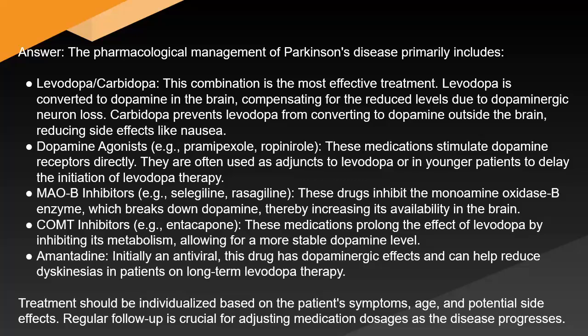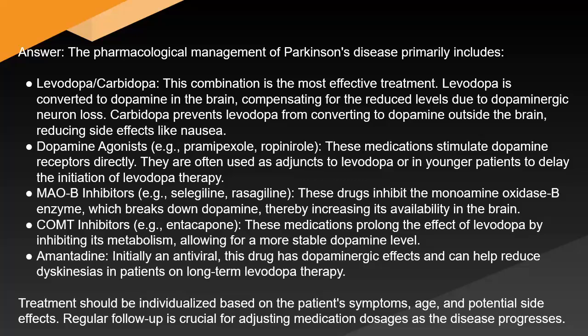Levodopa is converted to dopamine in the brain, compensating for the reduced levels due to dopaminergic neuron loss. Carbidopa prevents levodopa from converting to dopamine outside the brain, reducing side effects like nausea. Dopamine agonists, e.g. pramipexole, ropinirole. These medications stimulate dopamine receptors directly. They are often used as adjuncts to levodopa or in younger patients to delay the initiation of levodopa therapy.